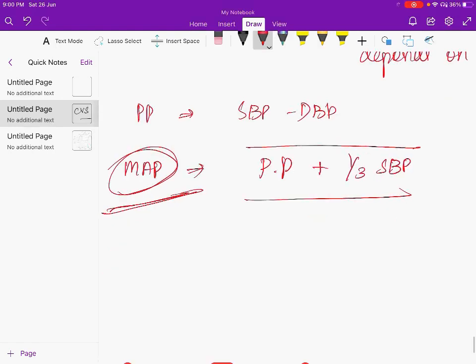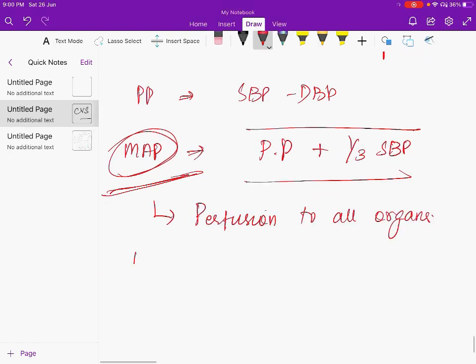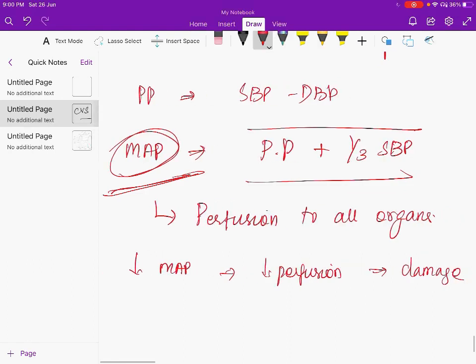Okay, because mean arterial pressure is what decides the perfusion to all organs. If there is reduced mean arterial pressure, there is reduced perfusion, and the organ will go for damage. So this is important. Okay.